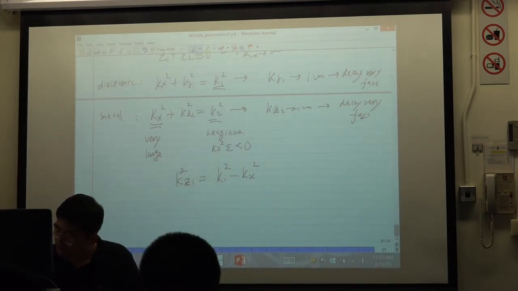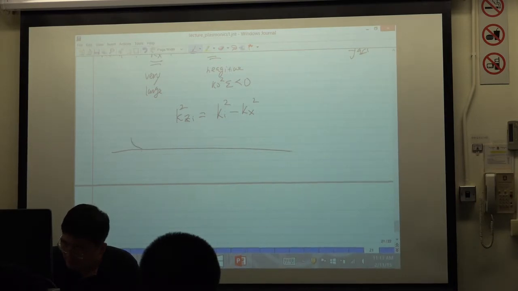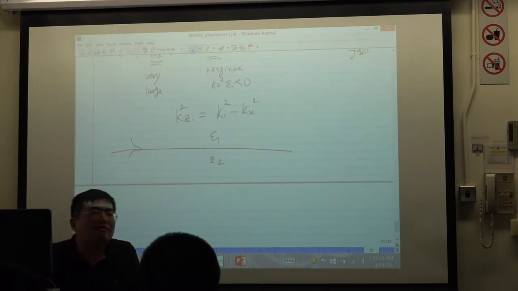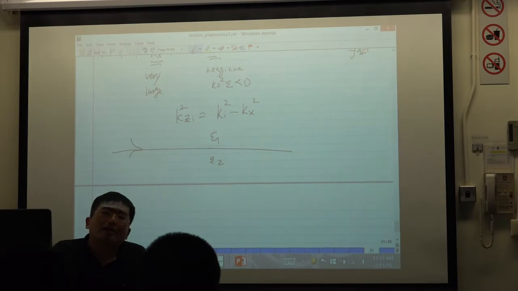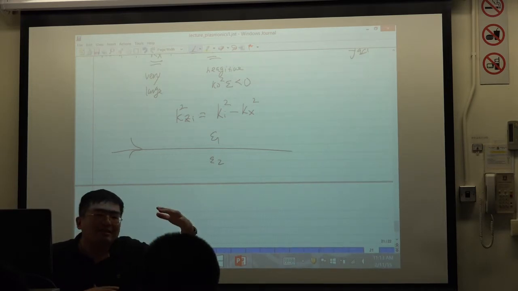So the physical picture is something like this. At resonance, the fields decay very fast. If they decay very fast, then we can cut. It is not necessary for this layer to have semi-infinite thickness. I can cut.